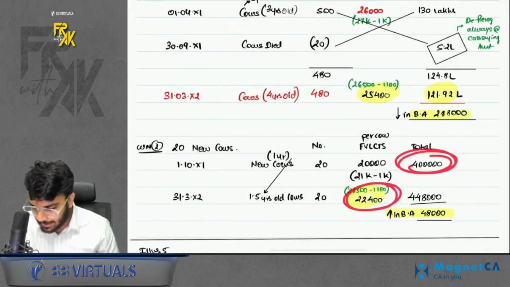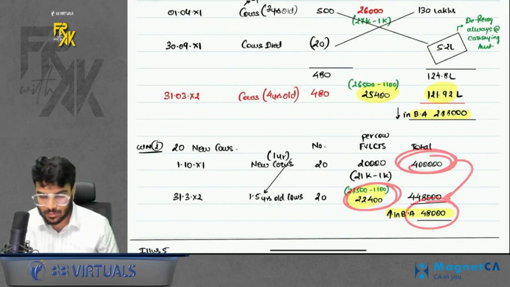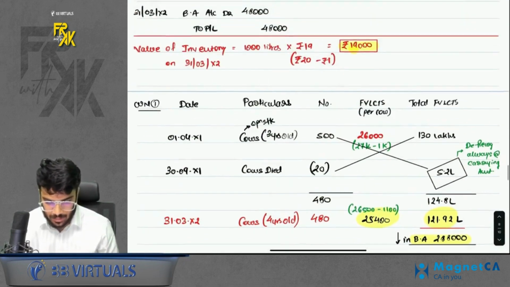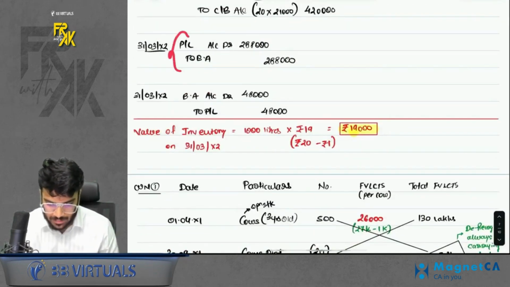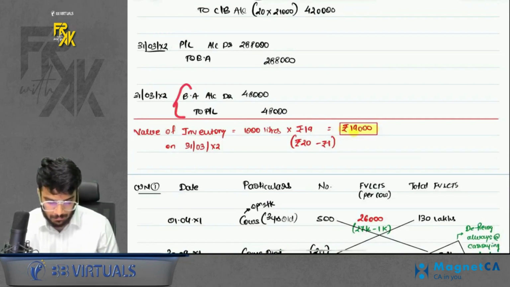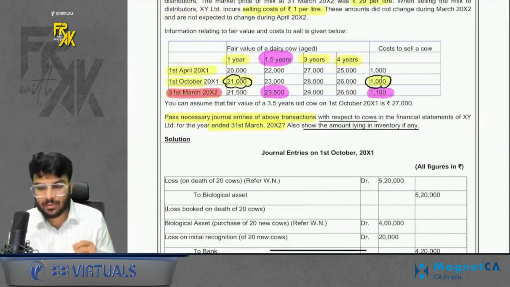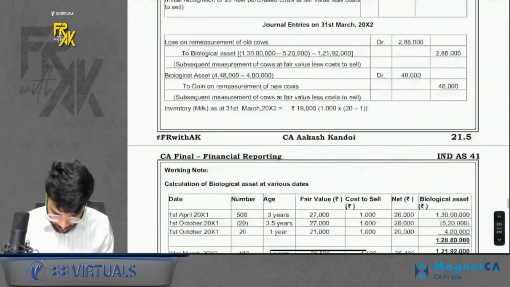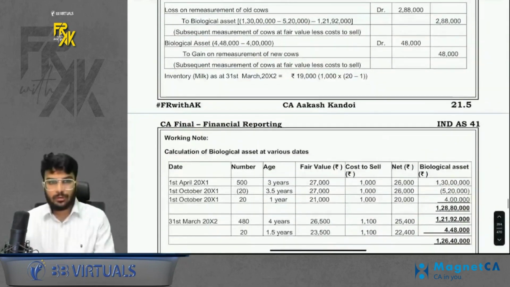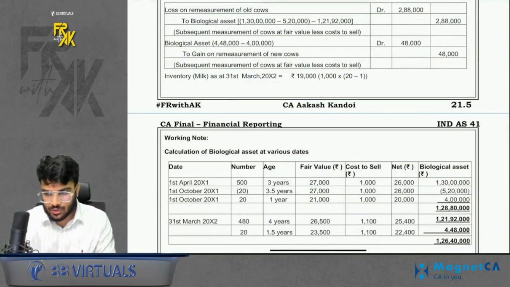Old it was 4 lakh, now it is 4 lakh 48. Increase. So book the increase. So if it is decrease, you will book the decrease, PNL to biological asset. If it is an increase, book the increase, biological asset to PNL. Okay. So this is question number 6 we just did. Okay. Perfect. Chalo, remaining questions also we will revise in continuation. Perfect.